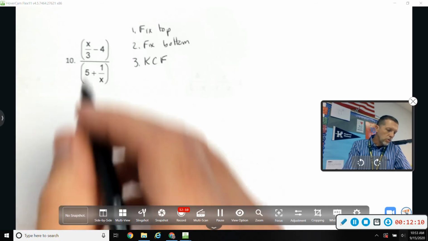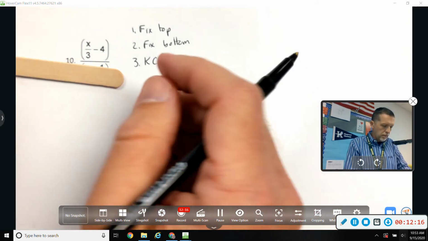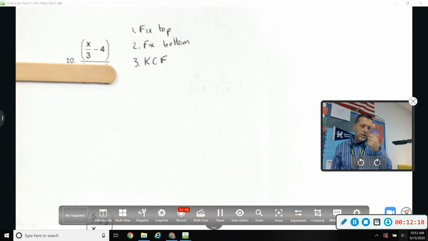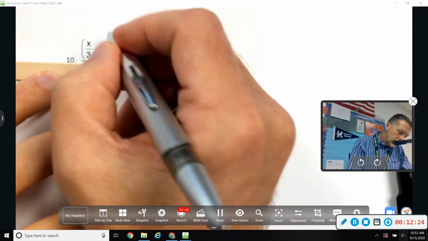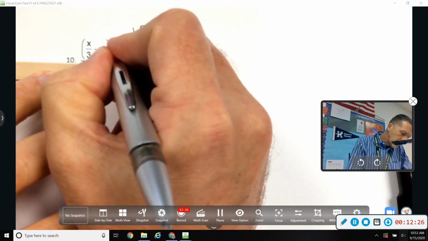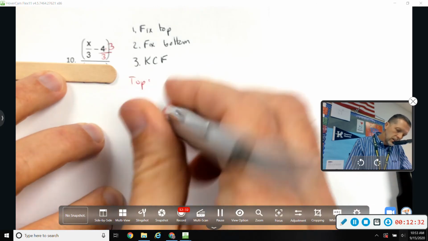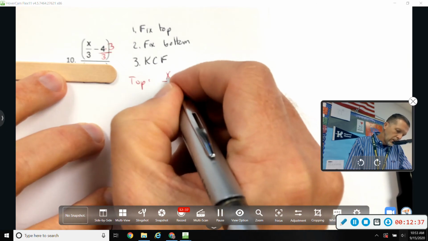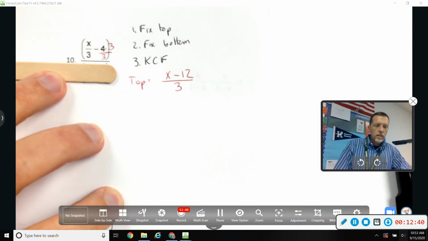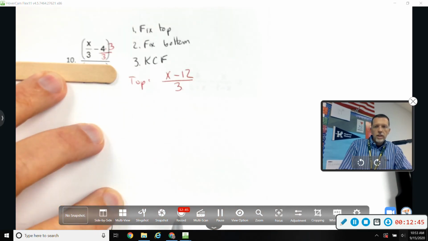So I've got to have one fraction over another fraction, and then I can use keep it, change it, flip it. So looking just at the top, and some people go so far as to even just cover up the denominator here, so I don't get confused with what's going on. I'm just working with the numerator, and I want to add fractions. So this one needs a denominator of 3. So my top then becomes, let's see, my denominator is 3. My numerator is now x minus 12. So x minus 12 over 3 is the same thing as x over 3 minus 4. It's just now one fraction instead of two pieces.